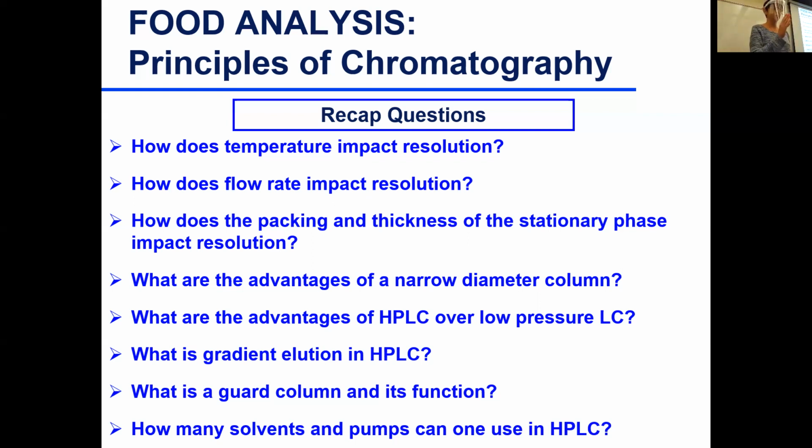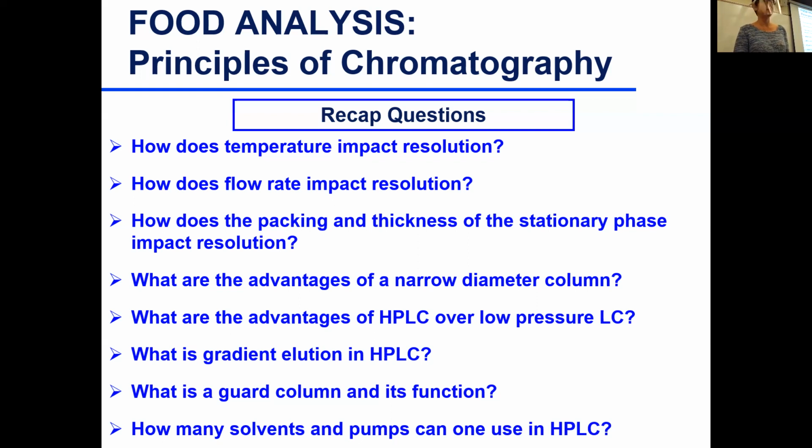Not necessarily increase the concentration in one way or the other. It depends on what type of HPLC you have. Reverse phase, you increase the organic solvent concentration. In normal phase, for example, you increase the water concentration. So it really depends which direction you go.